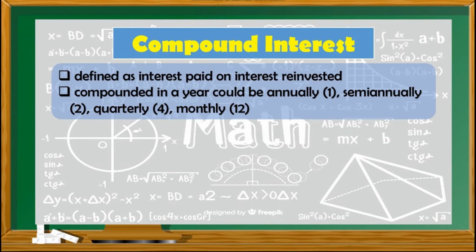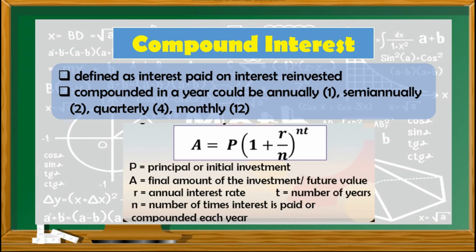Since the interest is being compounded, we need to take note of the different compounding periods. So we have annually, which is 1 period in a year, semi-annually, 2 periods, quarterly, 4 periods, monthly, 12 periods. So to solve for a compound interest, we need to follow the formula A is equal to P times 1 plus R over N raised to the power of N times T.